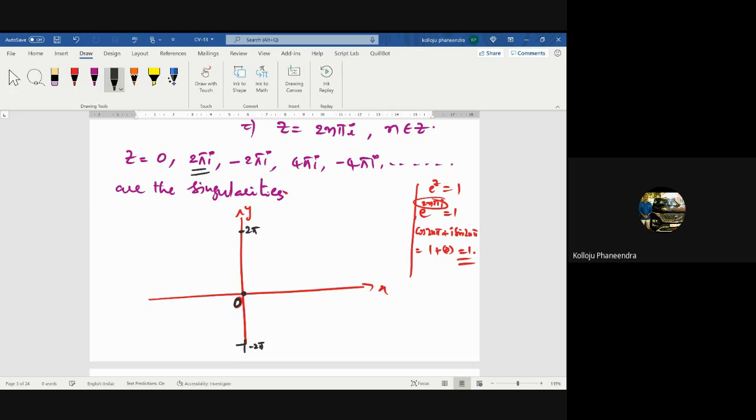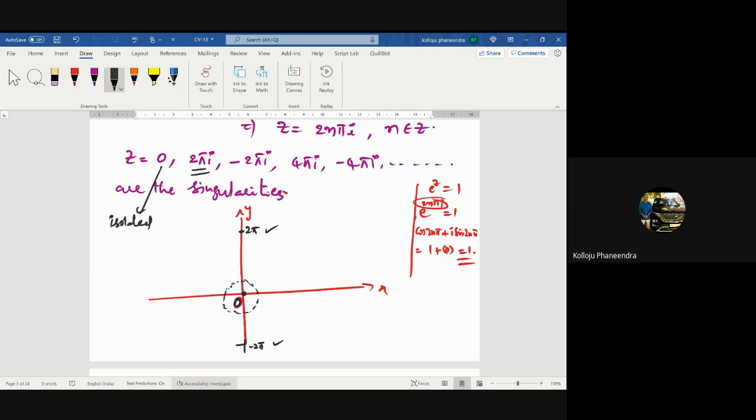Got it? And what is the small vicinity of 0? That means the small neighborhood of 0, this one. This is the singularity. Similarly, where is 4 pi? 4 pi is beyond 2 pi and beyond minus 2 pi. That means in the small neighborhood of 2 pi, there is no other singularity. So this is isolated.